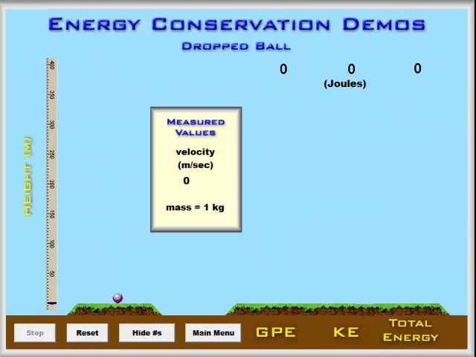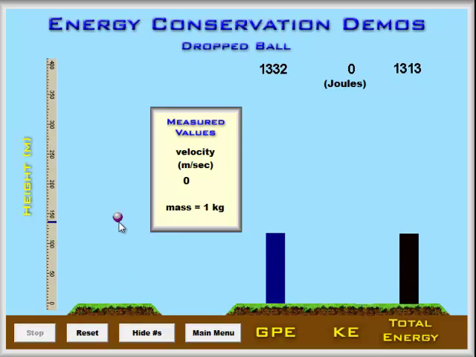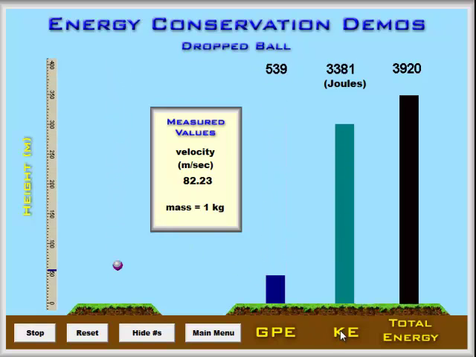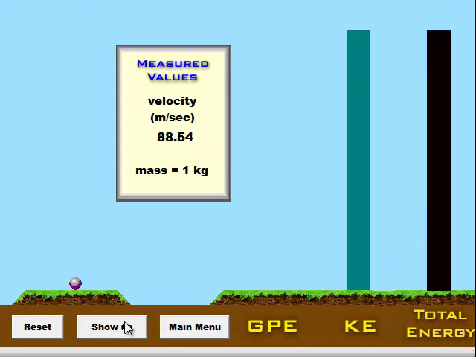In each simulation, the variables, like the height for the gravitational potential energy, can be measured or are given. So in this particular case, as you raise the ball up, you can see that it gets gravitational potential energy, and when you drop it, it loses the gravitational potential energy and gains kinetic energy. You can either show the numbers or hide the numbers.